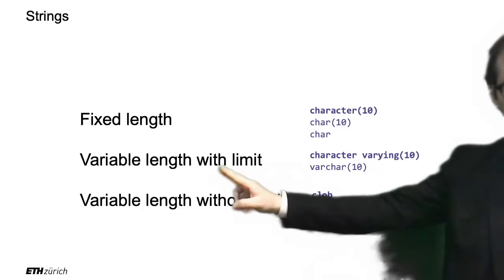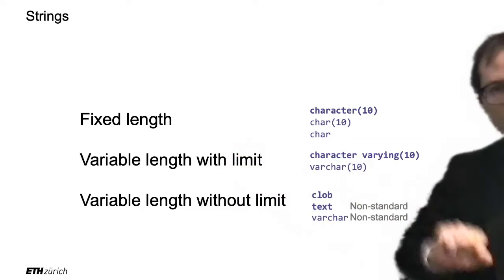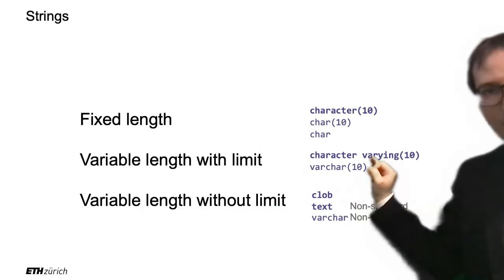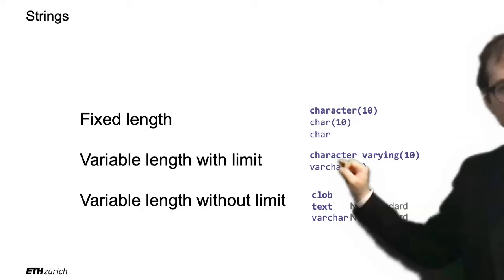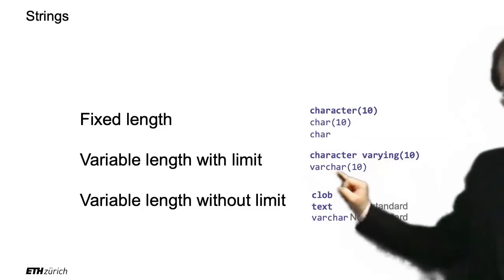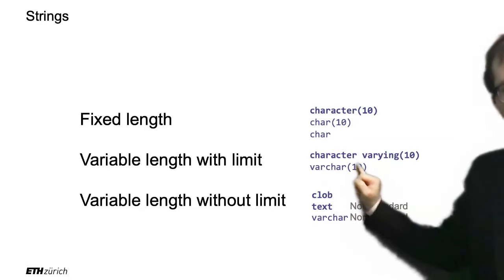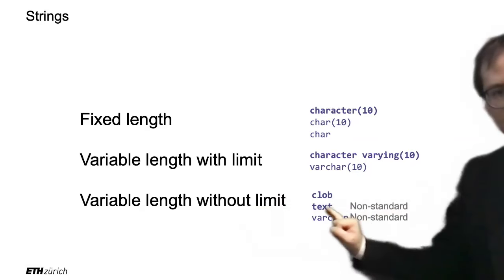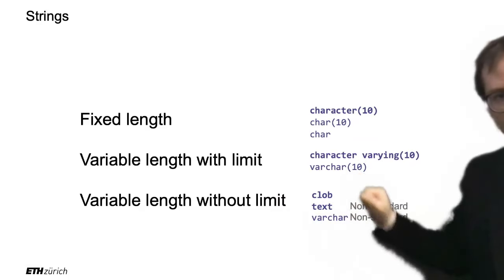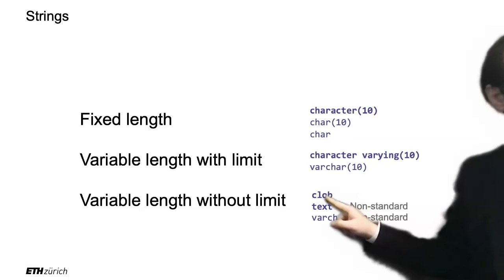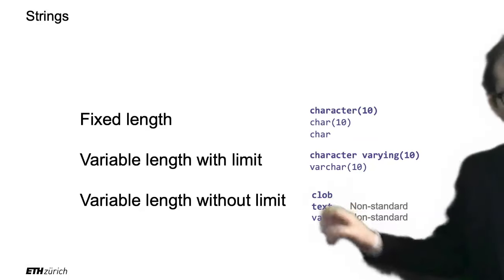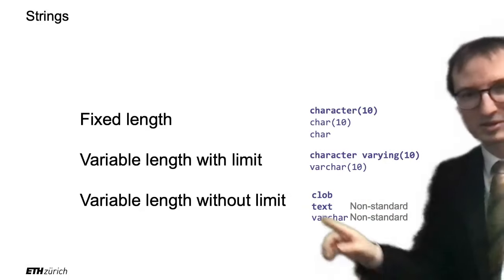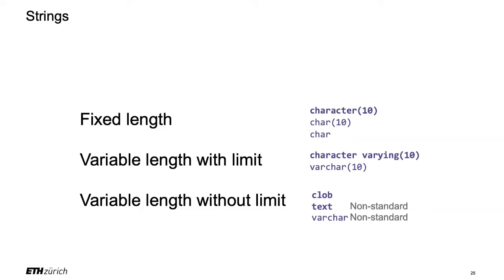Then, if you want to make it variable, but with a limit, you can say character varying or varchar, which is just an abbreviation. If you're too lazy to write it completely, just write varchar, and then the number in there, right? And then if you don't want any limit, you can just call it text or varchar without anything here, or CLOB. CLOB, it's all very funny. It means character large object, right? That really just means text, but it means there's no limit on the size that it can have, right?